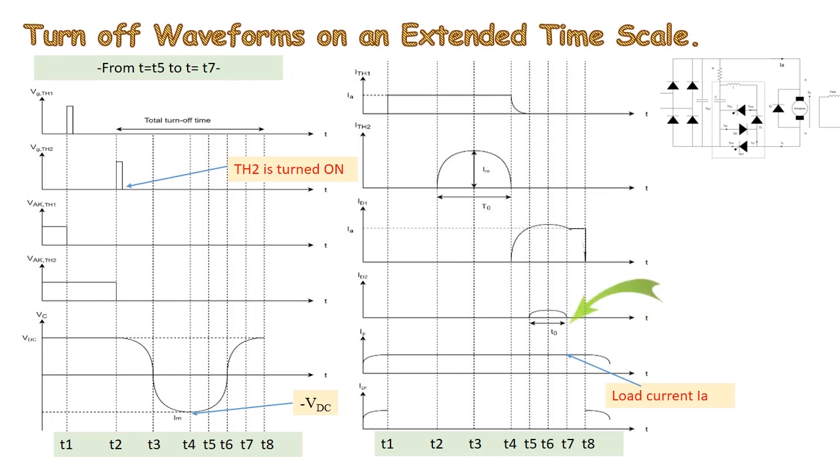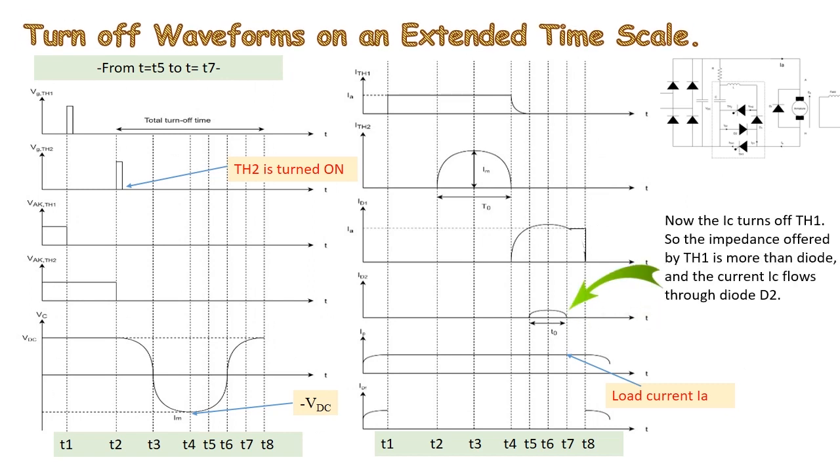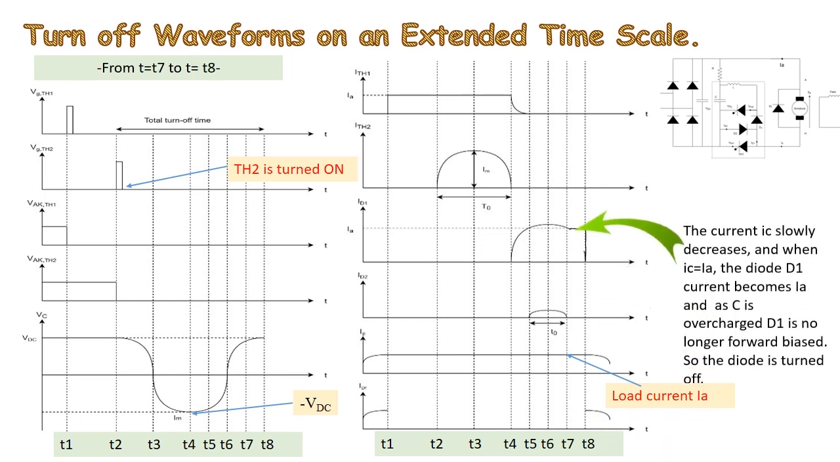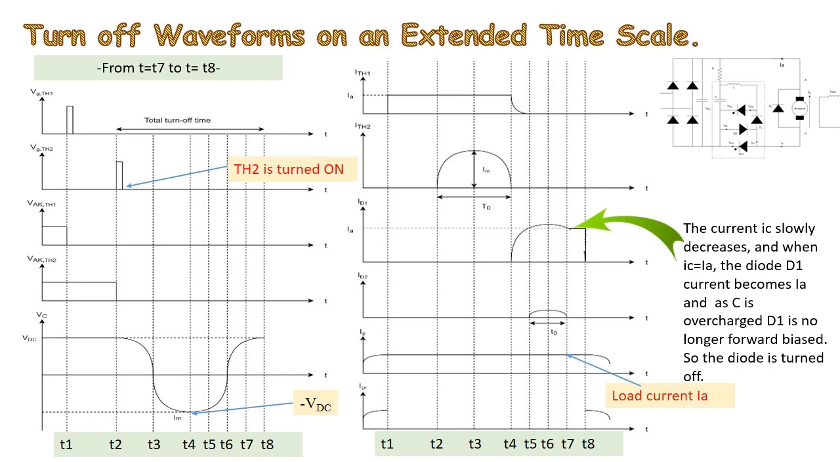When considering T5 to T7, the capacitor current turns off TH1, so the impedance offered by TH1 is more than the diode and the current IC flows through the diode D2. Then the current IC slowly decreases, and when IC is equal to IA, the diode D1 current becomes IA, and as C is overcharged, D1 is no longer forward biased, so the diode is turned off.